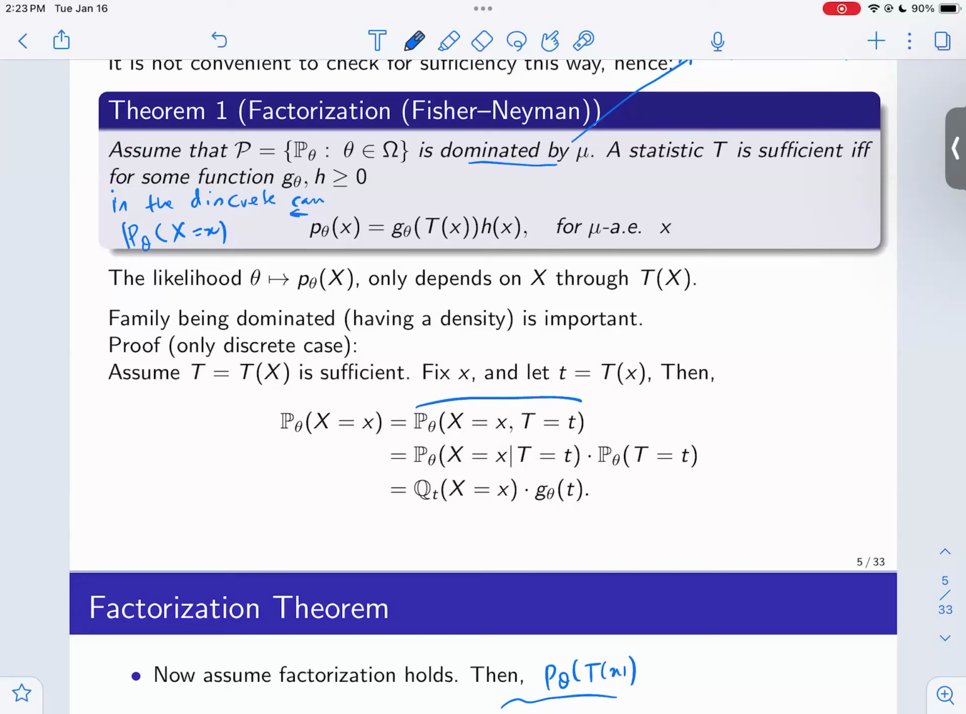So this joint is like this probability of x given t times the probability of t equal to t. And this is going to be, I can take this to be g theta because it depends on theta and t. And this part by sufficiency does not depend on theta. So it's some t of x is equal to x. This is going to be h of x. And this holds for any x, so once you plug this little t in, you can see the factorization. So this was quick, but just do it for yourself as an argument. It's very simple in the discrete case.